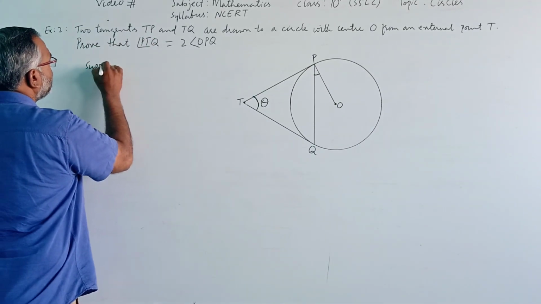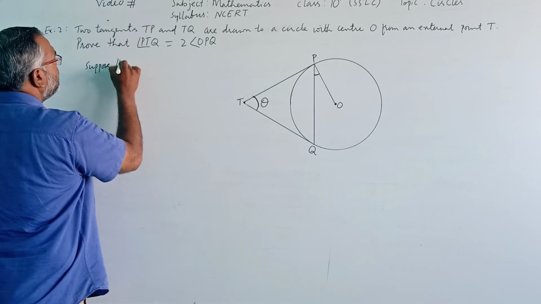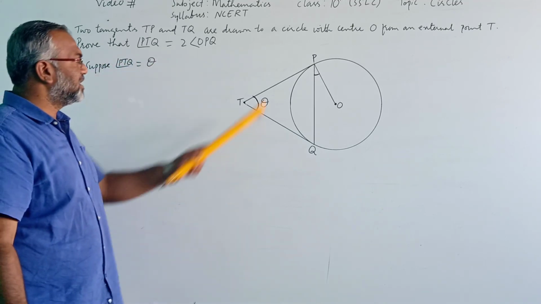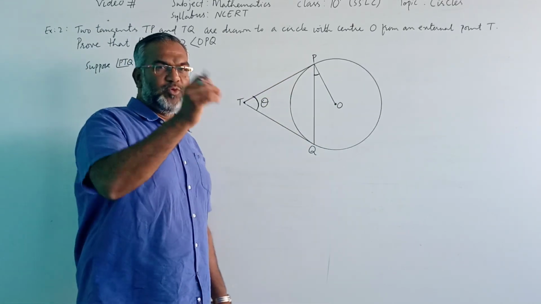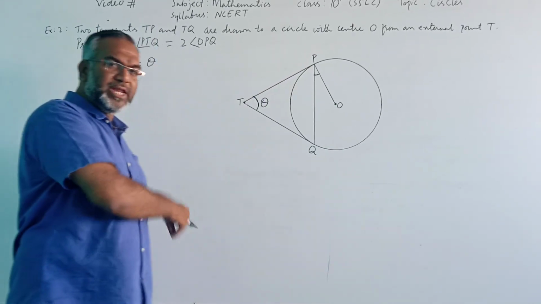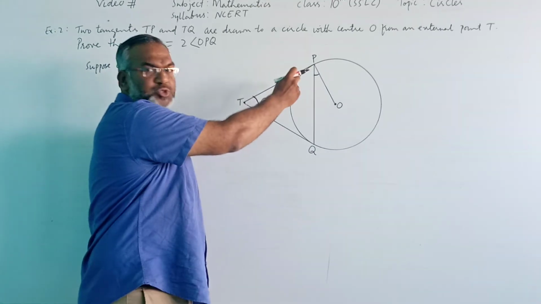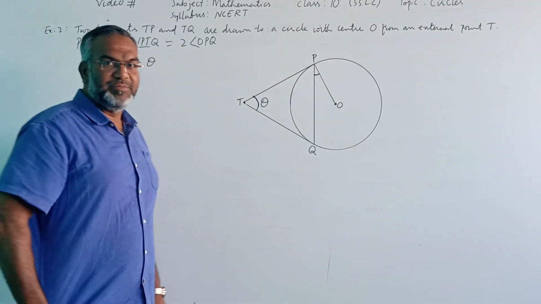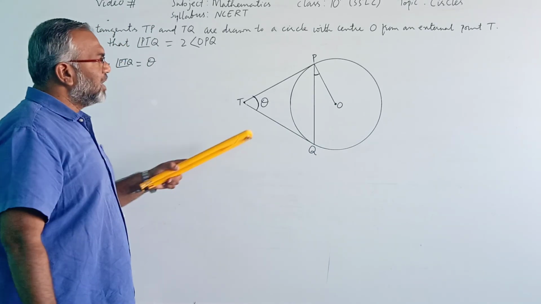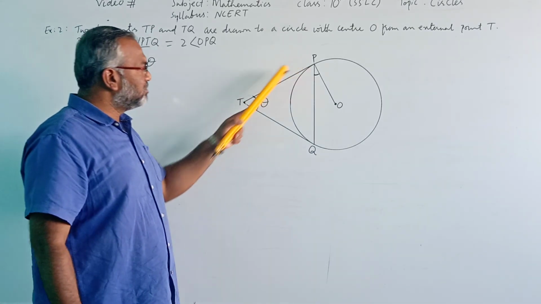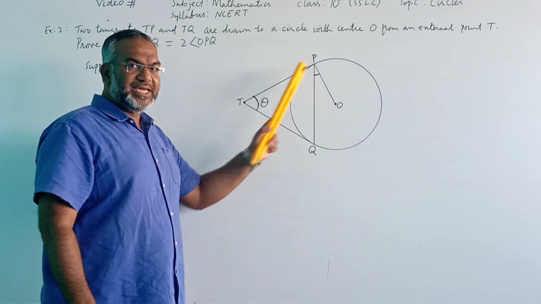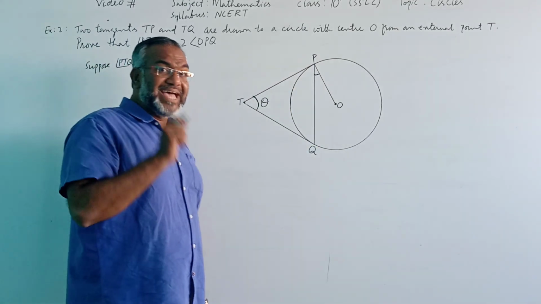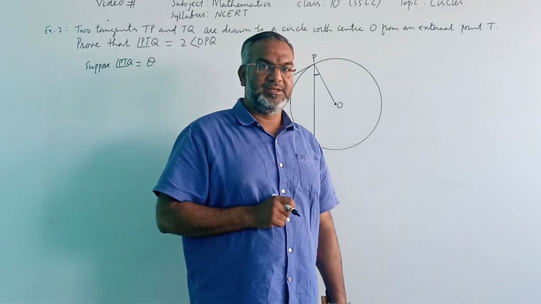I have taken PTQ as theta. I don't want to write PTQ again and again. So every time I need to write angle PTQ, I will write just theta. That will be enough, right? Okay. Now, if you observe carefully, PTQ is a triangle and PTQ is an isosceles triangle.